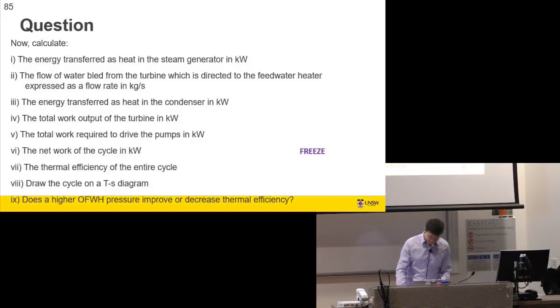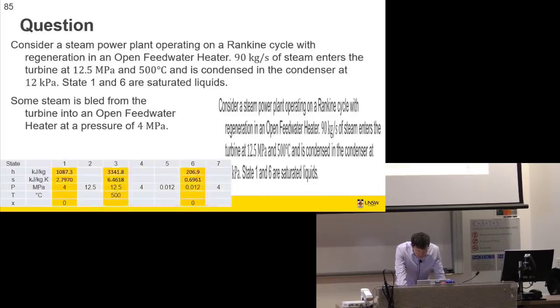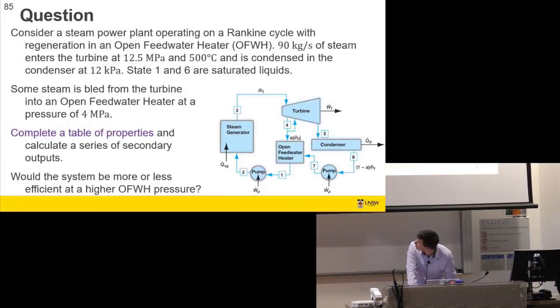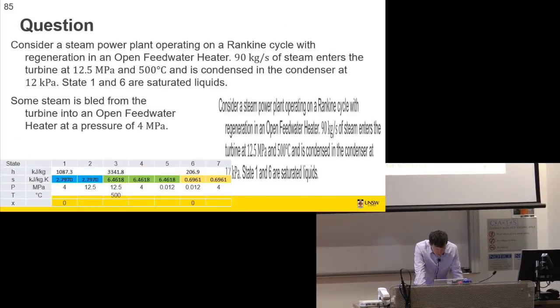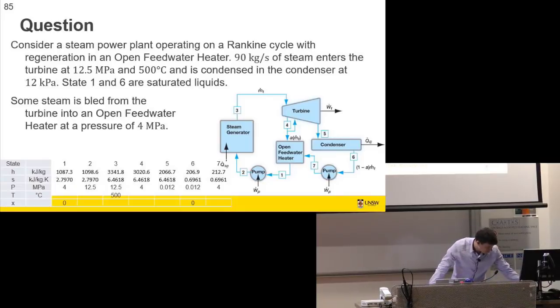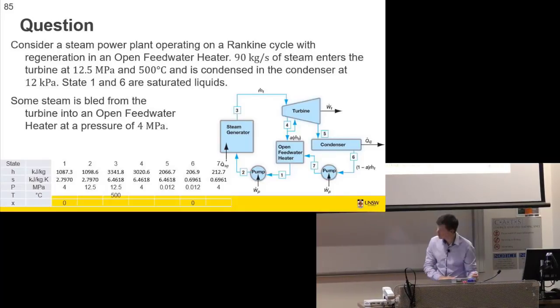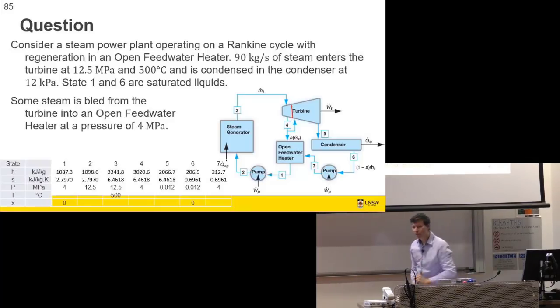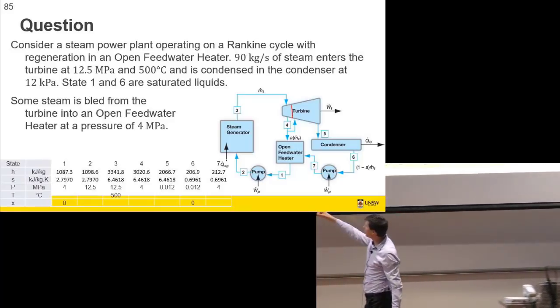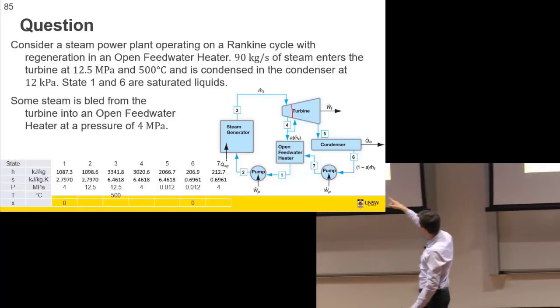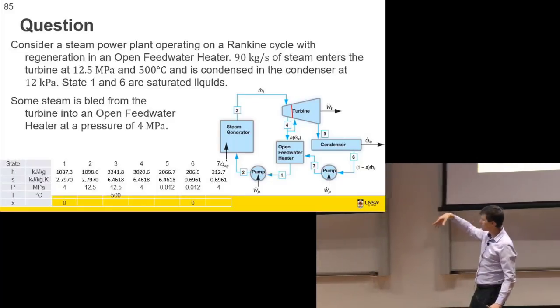Let's do that. The first thing I'll do is come back to that image. You can see here there's some flow coming out of state point 4, and then some of it's redirecting back in, and some's going to the open feed water heater.